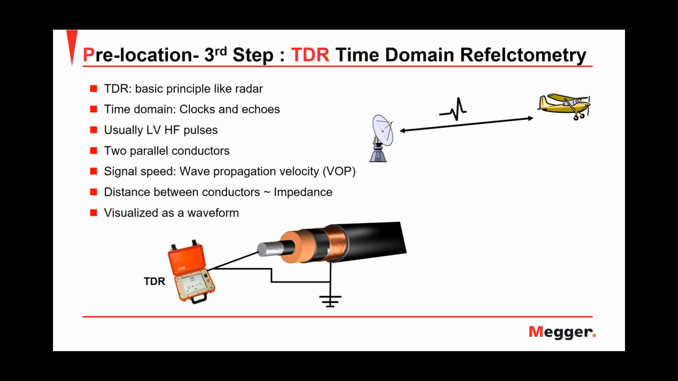For instance, consider the distance between the center conductor and the concentric in a medium voltage cable. That distance will change if we have a splice, also will change if we have a transformer, and of course will change if we have, for instance, a fault like a short or a pinhole. Then with the TDR, we will look for changes of impedance.